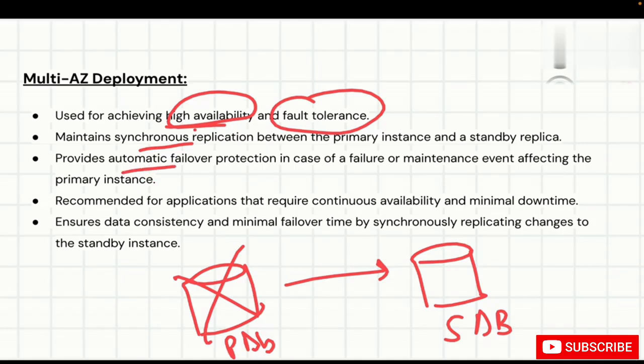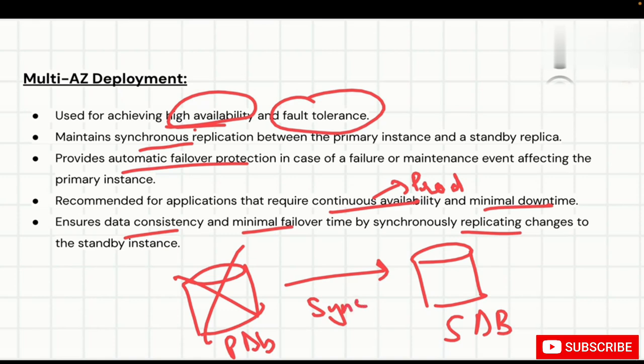It provides automatic failover protection in case of a failure or maintenance event affecting the primary database. Recommended for applications that require continuous availability and minimal downtime. So generally in the production level environment, we opt for multi-AZ so that we can achieve higher fault tolerance. It ensures data consistency and minimal failover time by synchronously replicating changes to the standby instances. So everything is going to be replicated synchronously rather than asynchronously as with read replicas.